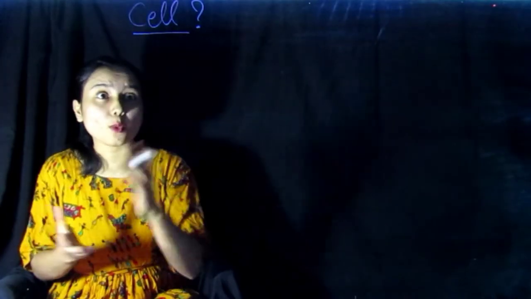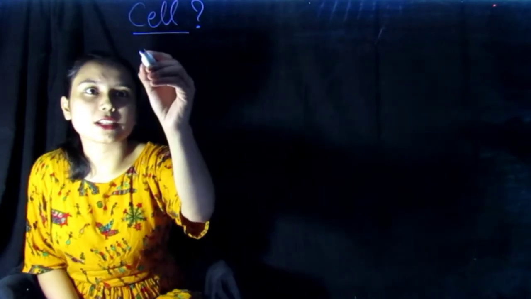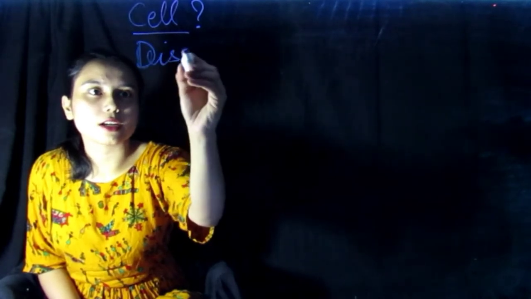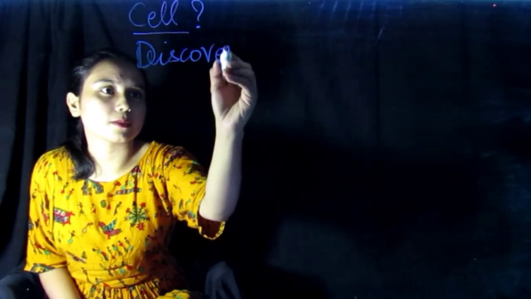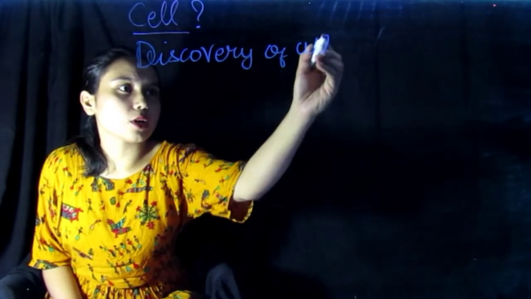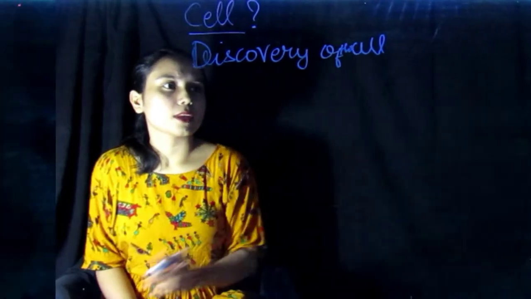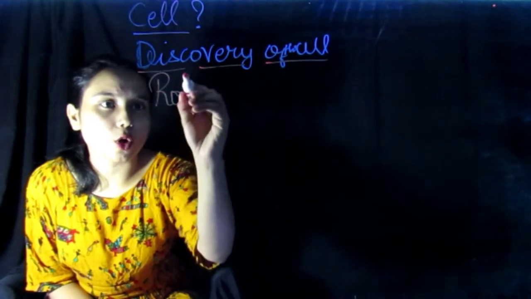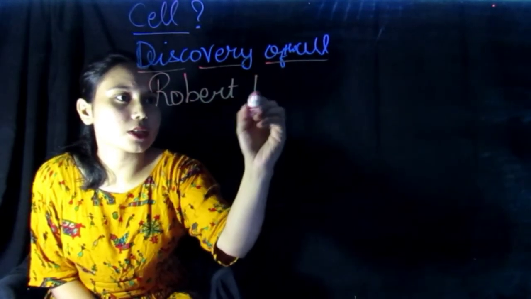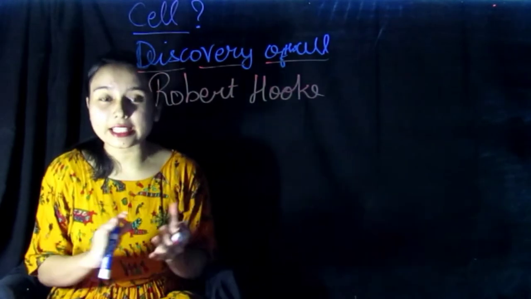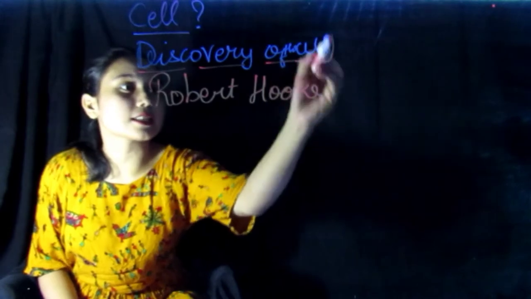So how is the cell discovered? Who discovered the cell? Discovery of the cell. The name is Robert Hooke. Okay, Robert Hooke is a scientist who discovered the cell.